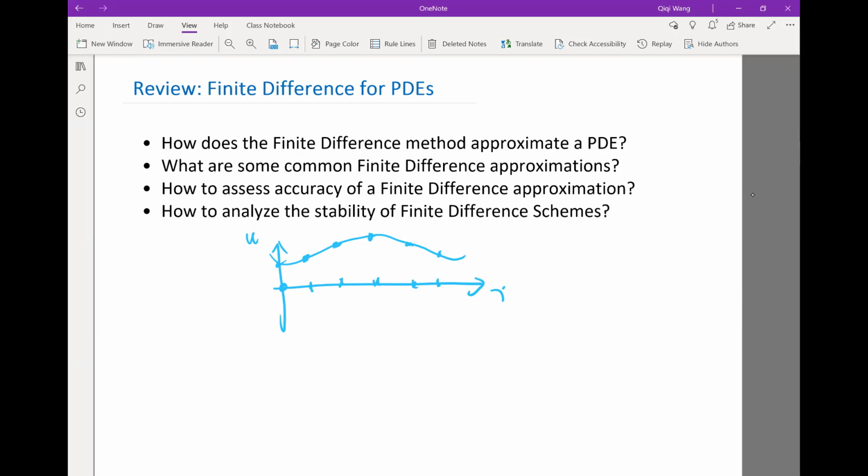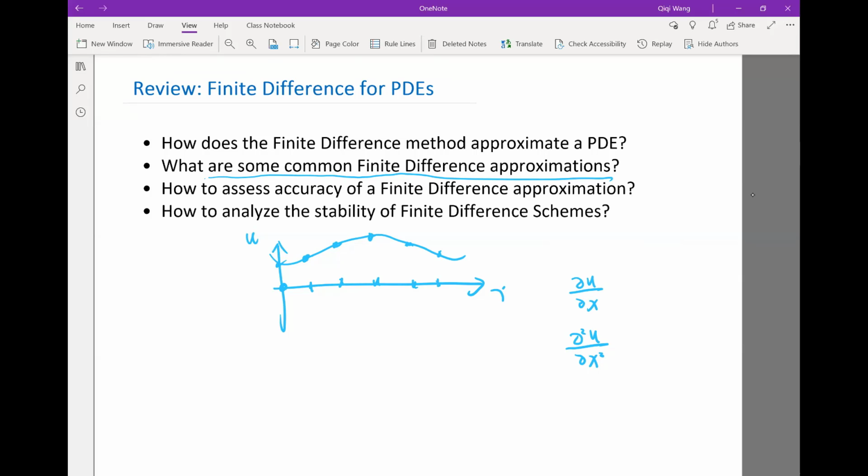That leads to the second question: what are some common finite difference approximations for the derivatives we commonly encounter? A first order derivative, du/dx, can have forward, backward, and central differences, right? And the second order derivative also, we usually just have a single way to approximate it. It's a central difference and second order accurate.